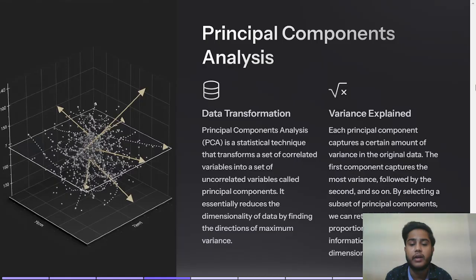It essentially reduces the dimensionality of data by finding the directions of maximum variance. In the variance, each principal component captures a certain amount of variance in the original data. The first component captures the most variance, followed by the second, and so on. By selecting a subset of principal components, we can retain a significant proportion of the original information while reducing dimensionality.